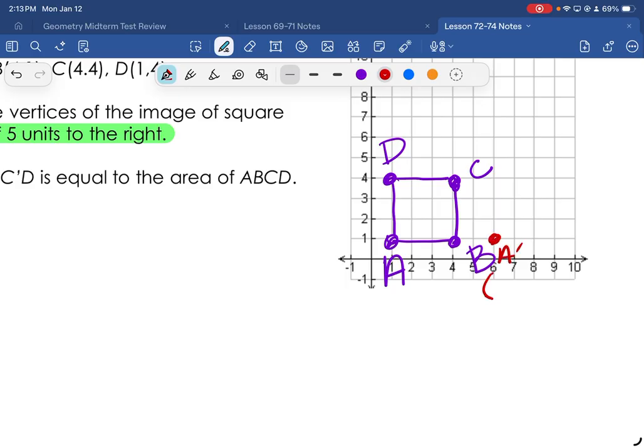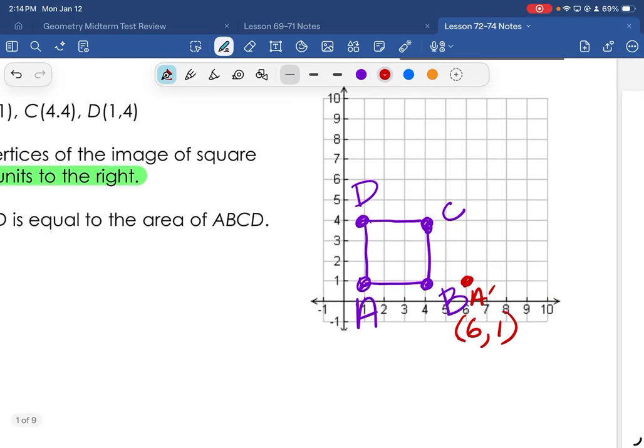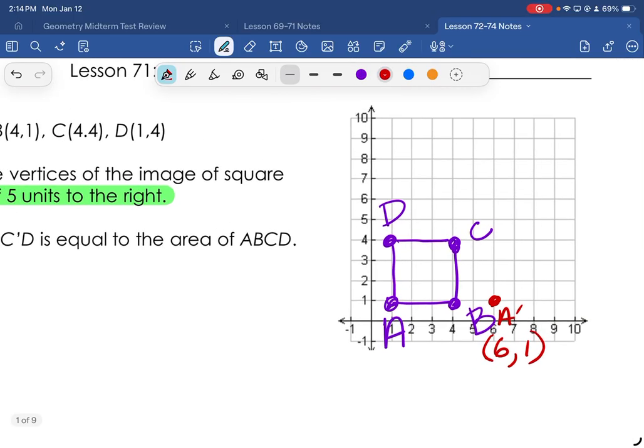Can you tell me where that's located? (6,1). Very good. (6,1). Will you please do that same exact thing with the 3 other coordinates? Move them 5 units to the right, plot them, put prime, and put the ordered pair, the coordinate that goes with it. You have to label A, B, C, D? Yes, because then it shows the new location of where it's been translated. Where did it slide to?